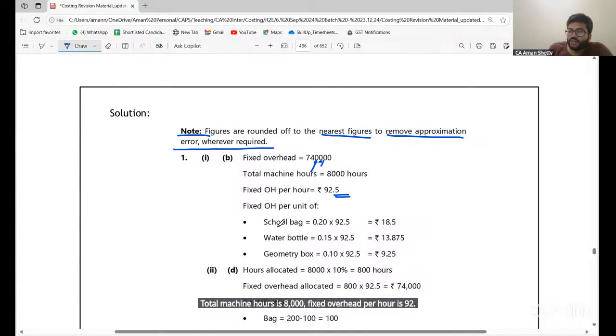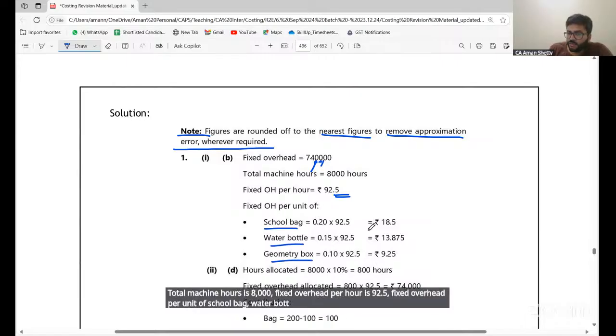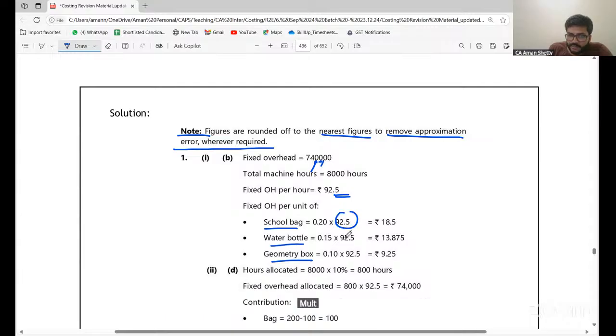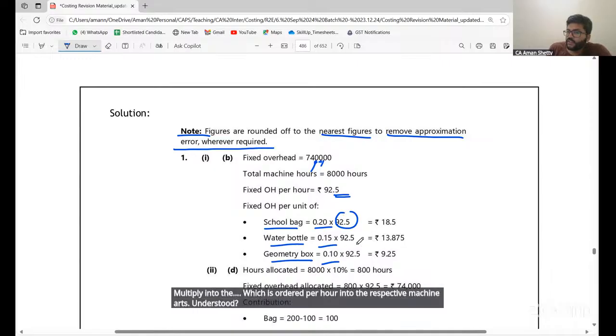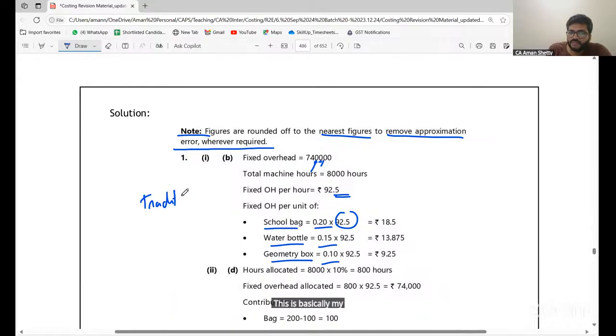Fixed overhead per unit of school bag, water bottle, and geometry box: multiply the fixed overhead per hour into the respective machine hours. Understood? 0.2, 0.15, 0.10, given in the start of the question. Yes, everybody. This is basically my traditional method. Correct? All of you. Okay. Next.